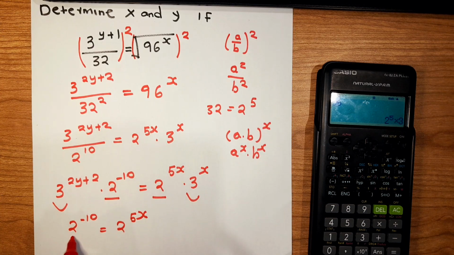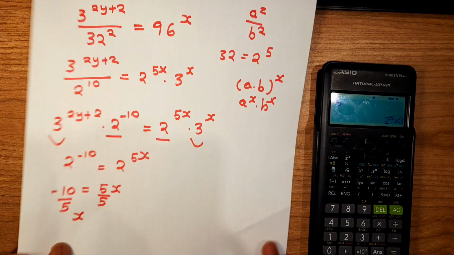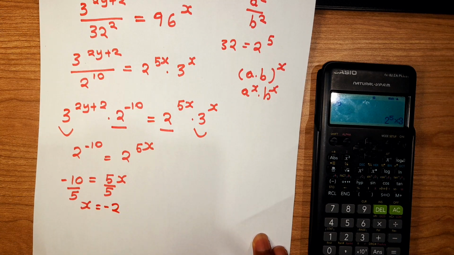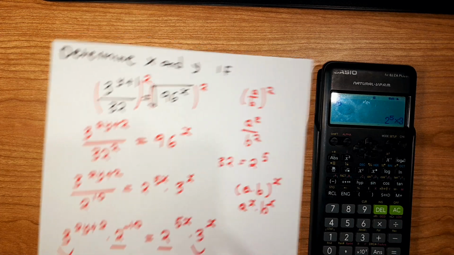Because these are the 2's, we are going to drop them. We're going to have minus 10 equals 5x. So if we divide both sides by 5, we're going to have x equals minus 2. x equals minus 2. We have solved one part of the problem.